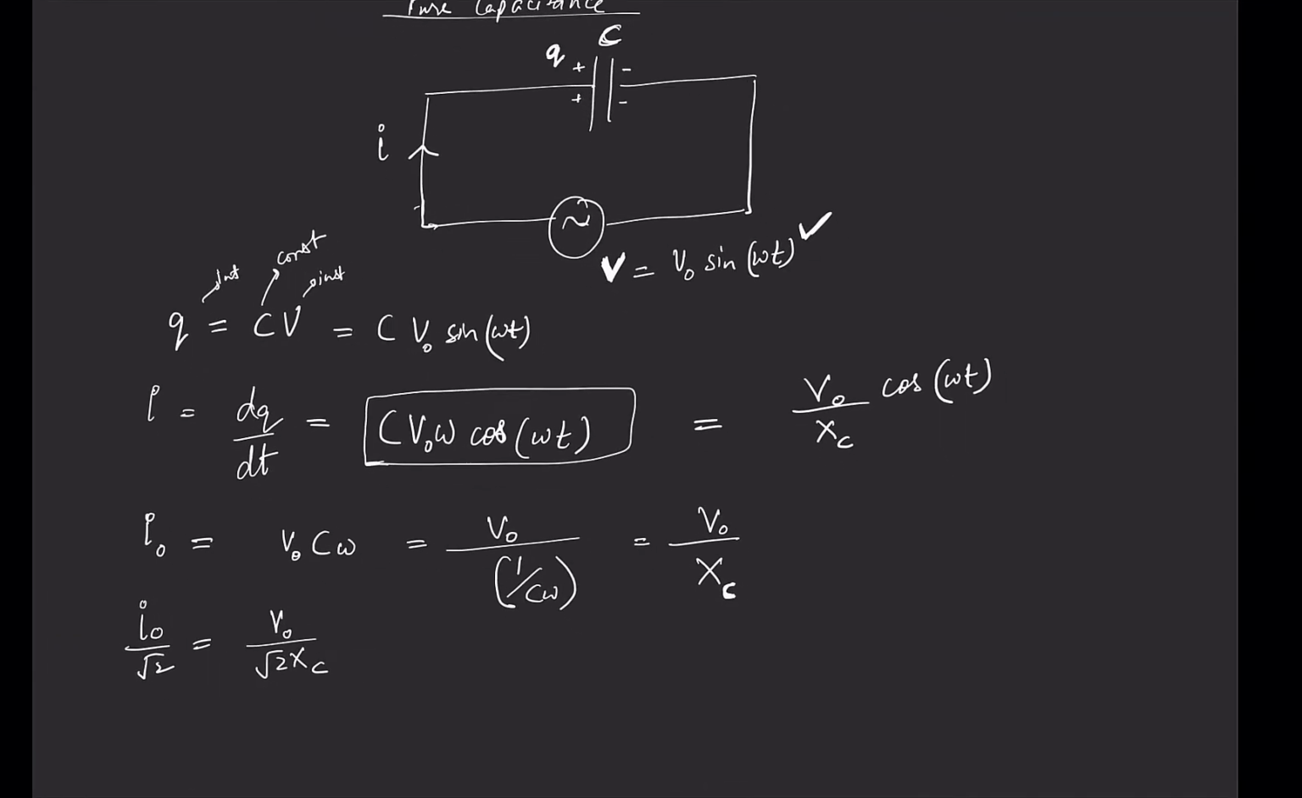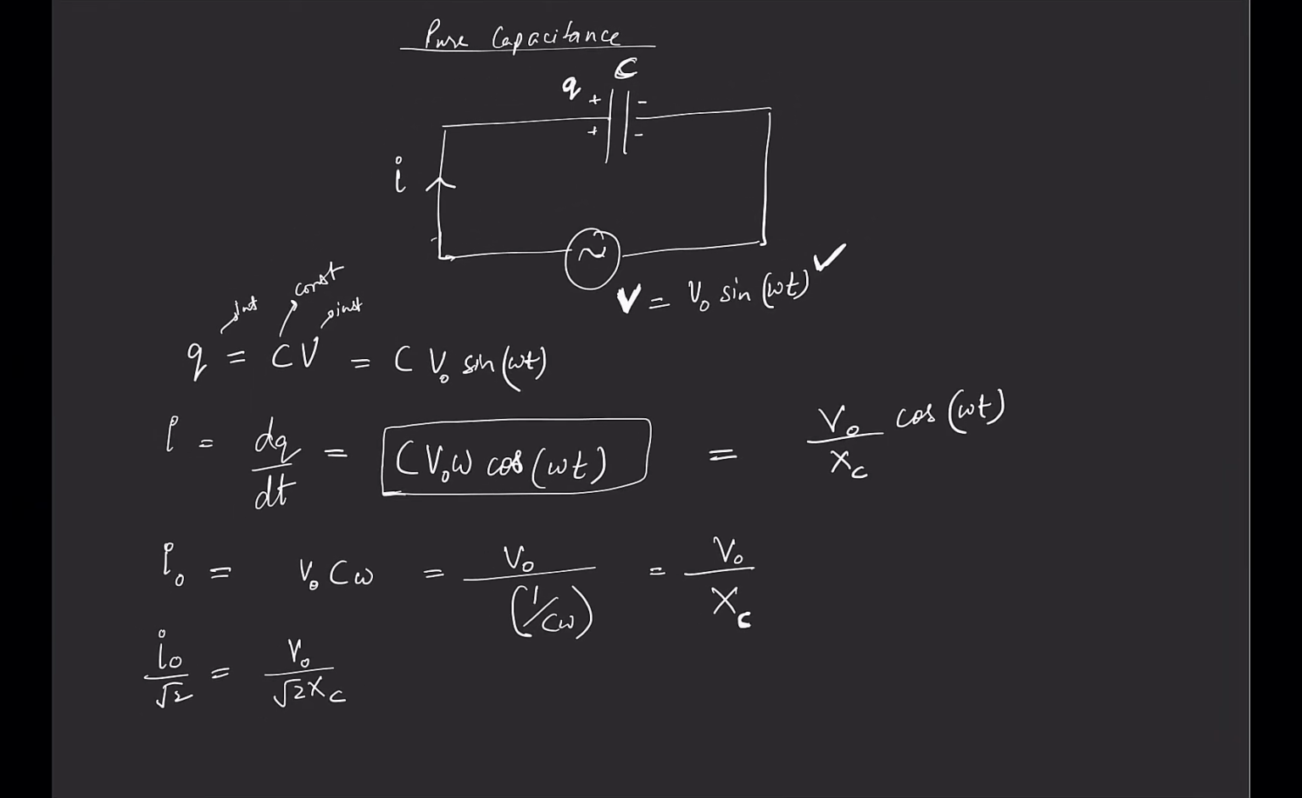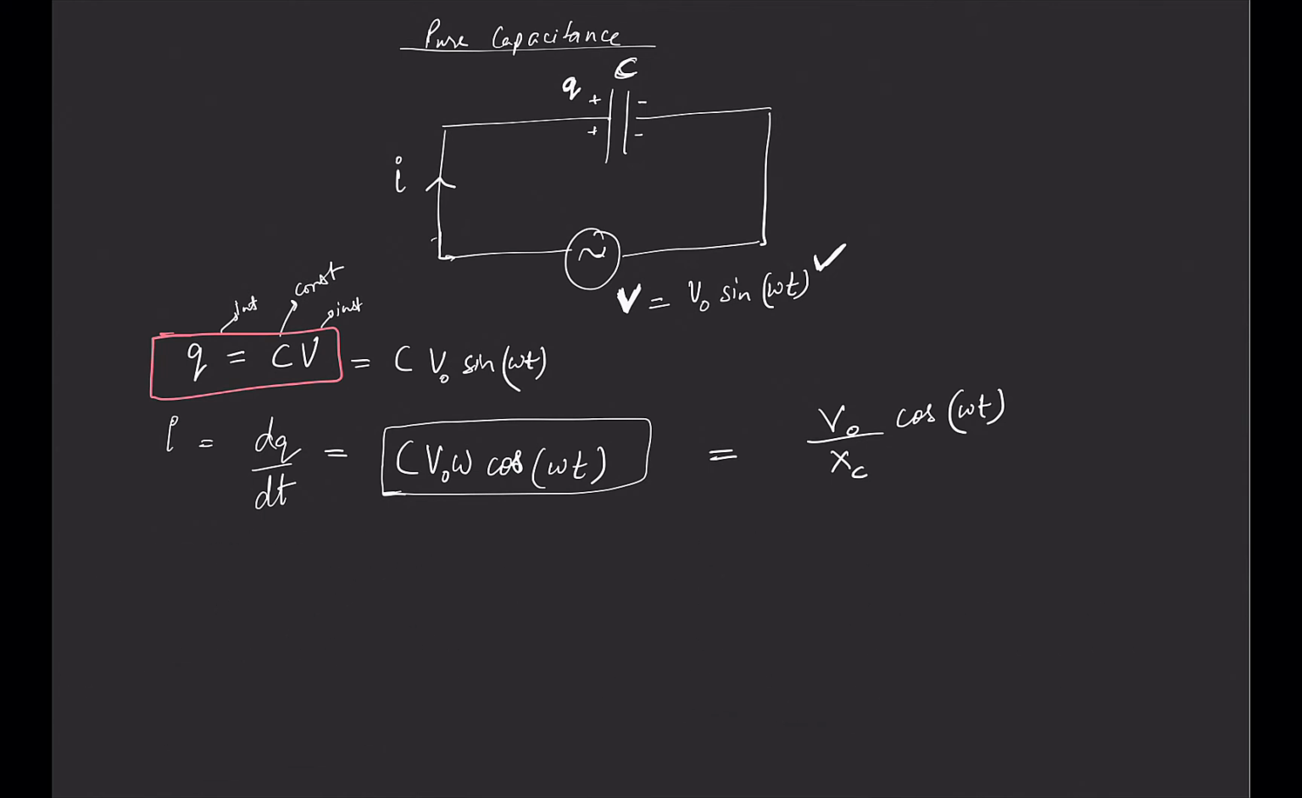The interesting thing to note here is that calculating instantaneous current was very easy if you know the relation Q is equal to CV. The main thing to note is that the instantaneous current is equal to V naught by Xc times cos omega t, and we can write cos omega t as sin of omega t plus pi by 2, right?